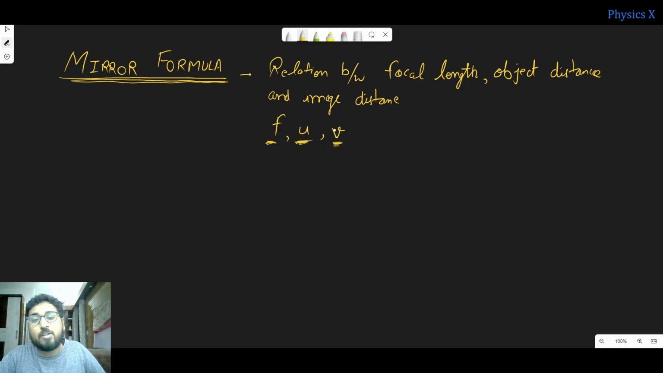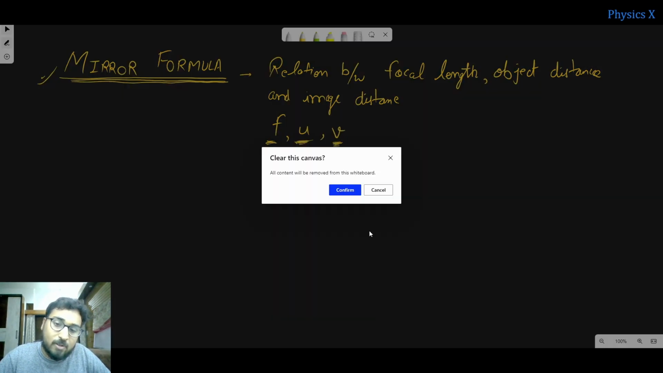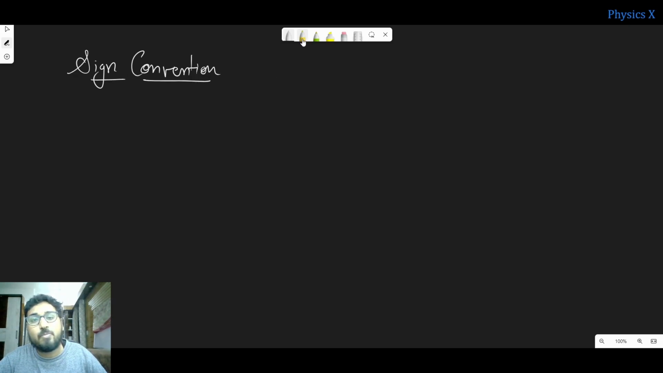Object distance and image distance are always taken from the pole of the mirror. Before seeing the mirror formula, we must first understand the sign convention, because we need to understand how we will take the sign of different quantities, and the sign will determine a lot about the nature of the image. So let us tackle this topic, the sign convention.